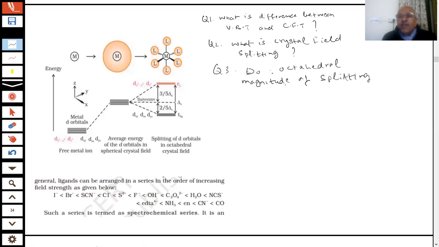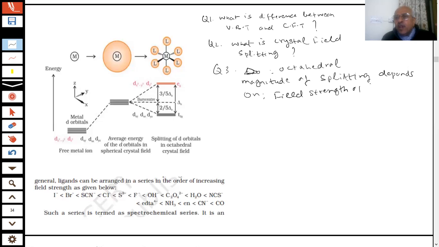We do that: delta O, the octahedral splitting energy, which I represented by 10 Dq. So the delta O, octahedral magnitude of splitting, depends on what factors, students? Is it the same for all the ligands or is it different for different ligands? That is our point, students. It is different for different ligands. It depends on the field strength of the ligands.